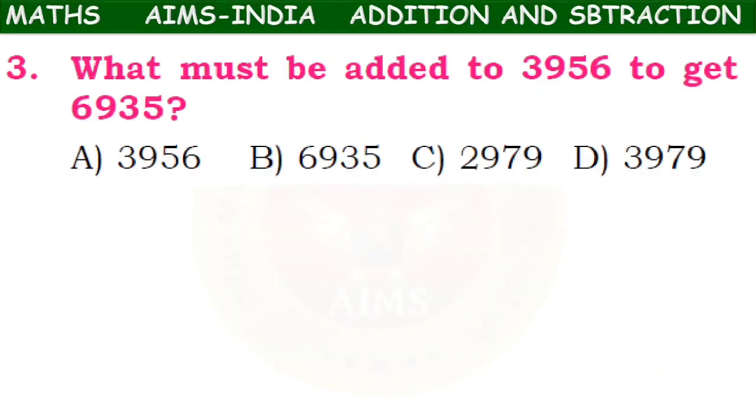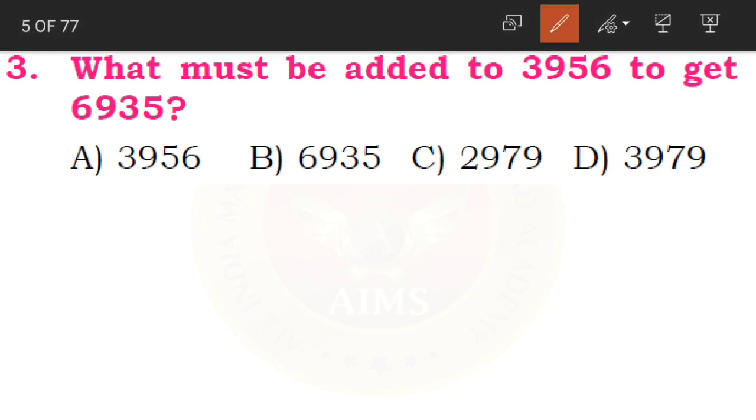Now, what must be added? Question number 3. What must be added to 3956 to get 6935?